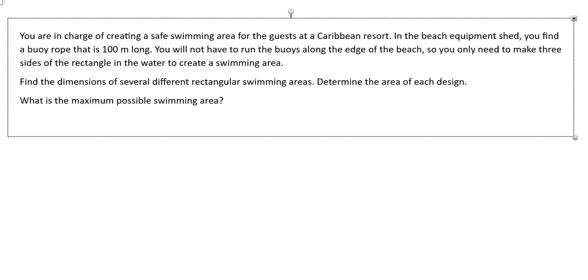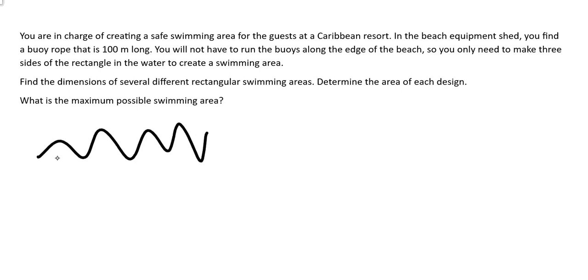So let's look at a different problem. Let's look at what happened. So this one says you're in charge of creating a safe swimming area for guests at a Caribbean resort. In the beach equipment shed, you find a buoy rope that is 100 meters long. You do not have to run the buoys along the edge of the beach, so you only will need 3 sides of your rectangle. So if we can picture this, right here, this area here is the beach.